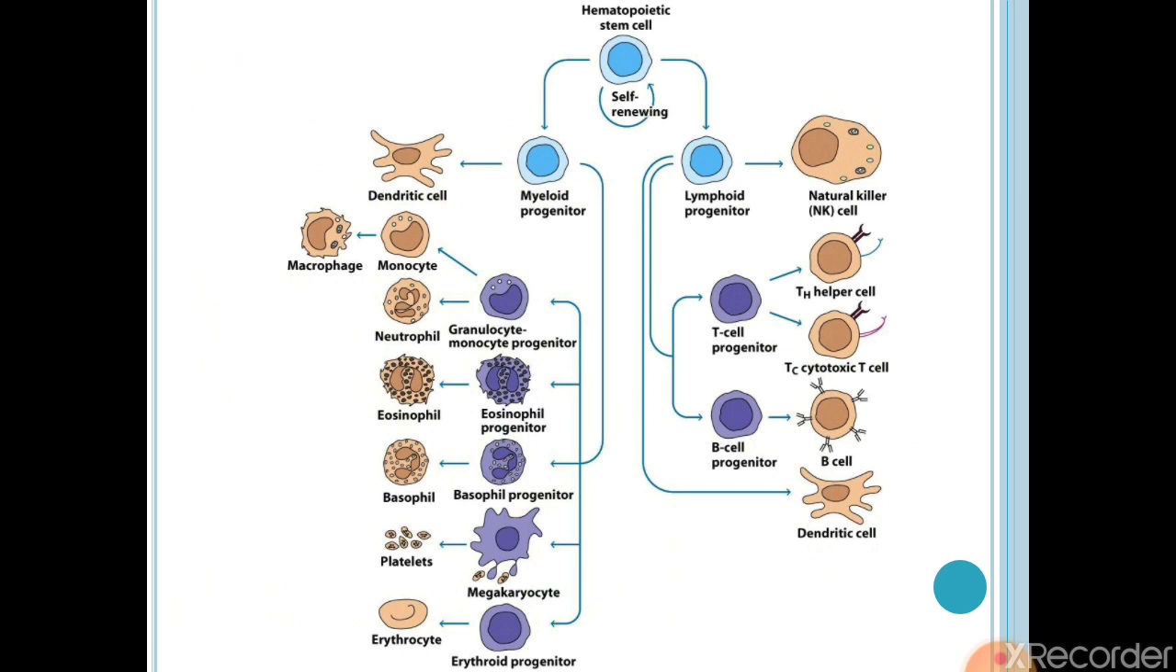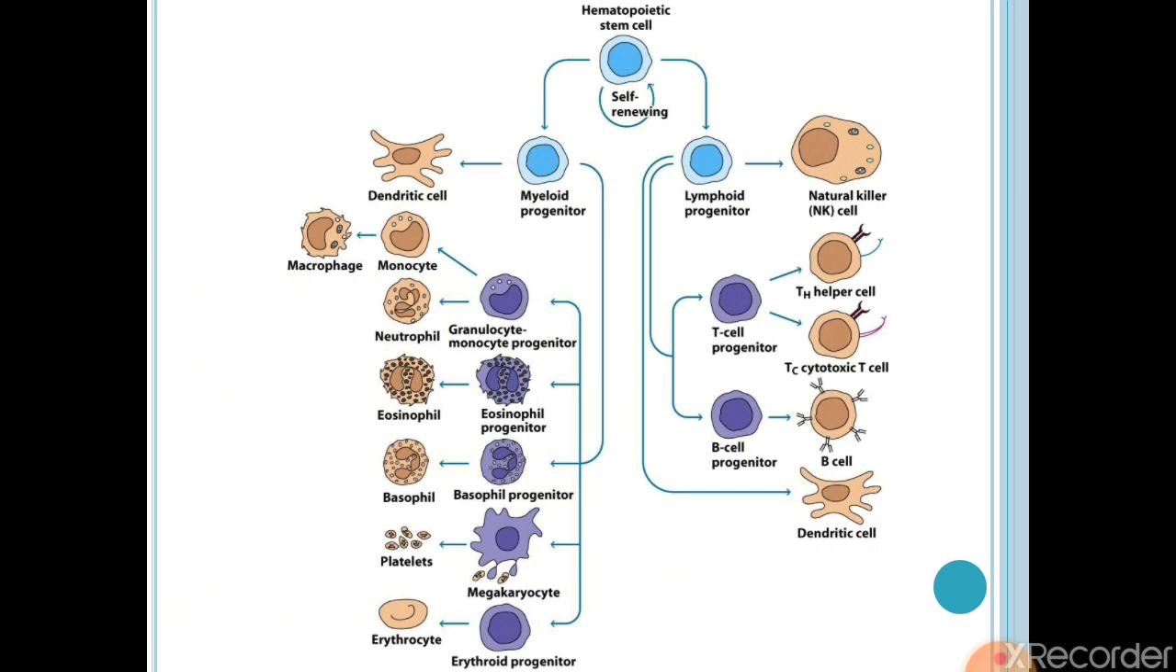For example, number one is the granulocyte monocyte progenitor, which gives rise to monocytes and macrophages and neutrophils. Then we have the eosinophil progenitor, which gives rise to eosinophils. The basophils are derived from the basophil progenitor, and the megakaryocyte gives rise to platelets. Now in the last we have the erythroid progenitor, which gives rise to erythrocytes.